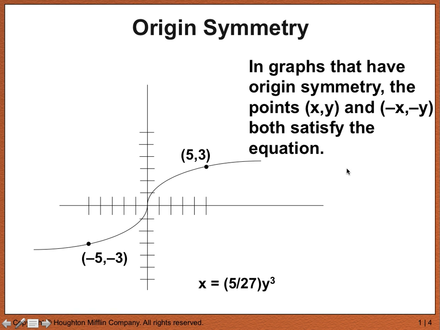Here the sample points are (5, 3) and (-5, -3). See how they differ in the sign of both coordinates. This is for the cubic equation x = (5/27)y³. That's a cubic equation, and that is symmetric about the origin.